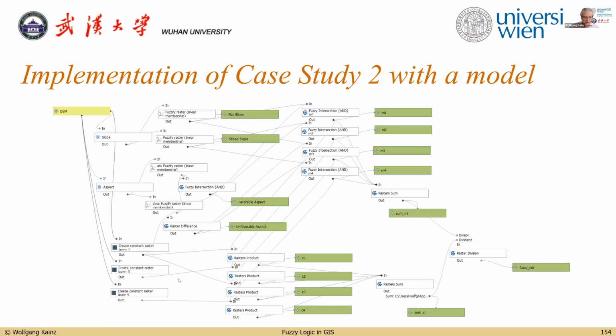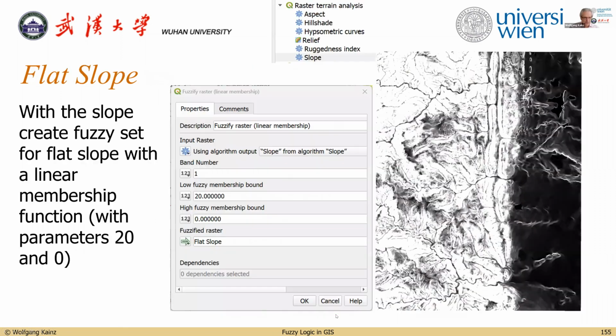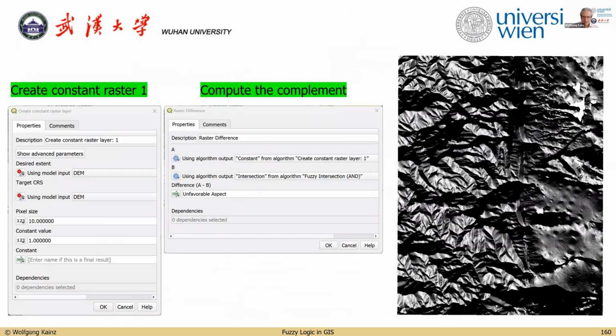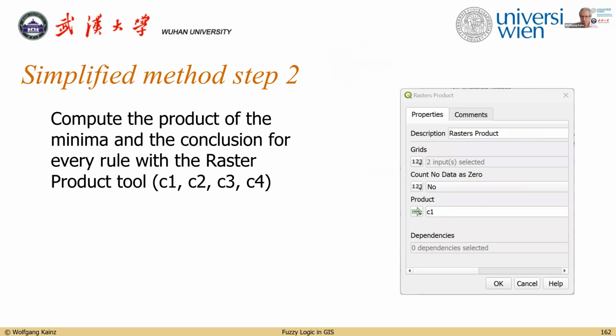Okay, and we do that for every rule. So for the first rule, M1 times 1. For the second rule, M2 times 3. For the third rule, it's M3 times 1. And for the fourth rule, it's M4 times 5, which gives us these values. So that's what we do here in step number 2.